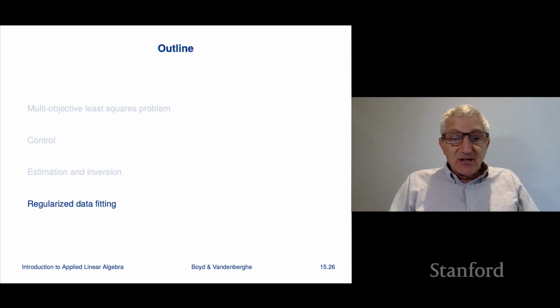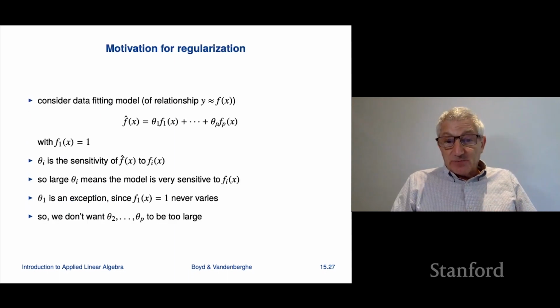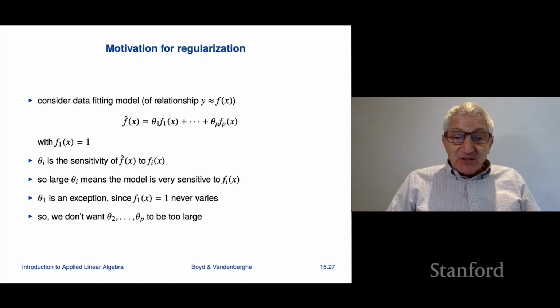Our next application of multi-objective least squares is something called regularized data fitting. It's a very powerful method to improve fitting models. So let's start with the motivation.